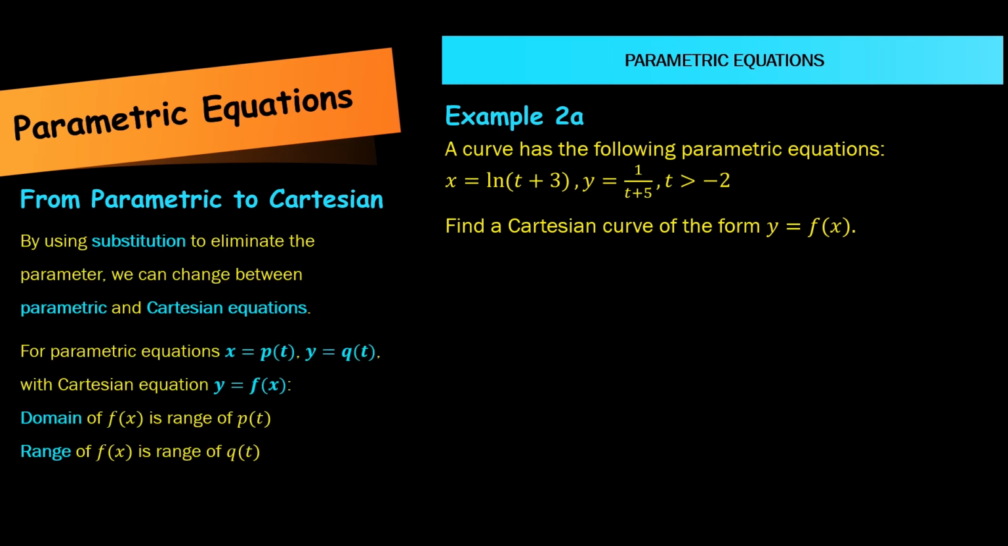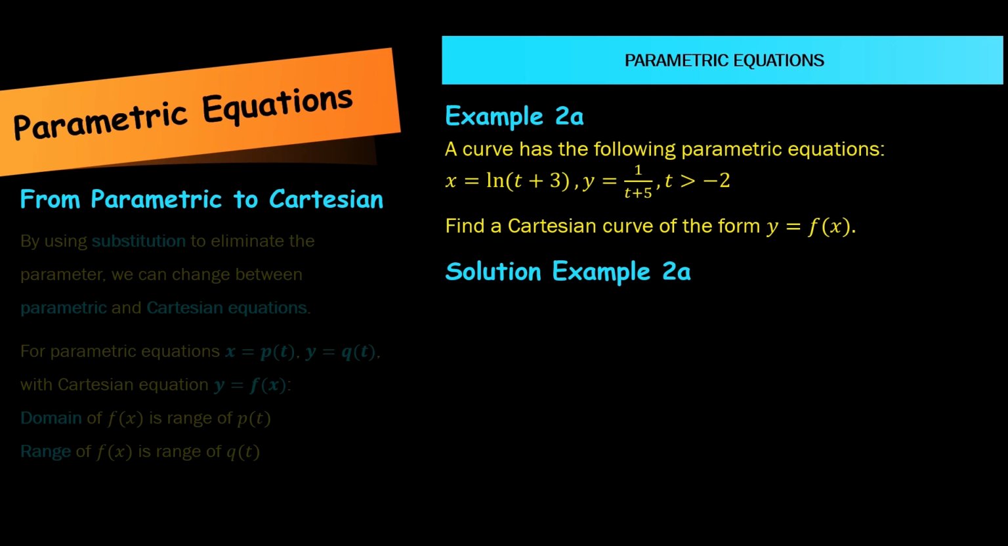Let's take a look at part A first. A curve has the following parametric equations. x equals ln of (t plus 3) and y equals 1 over (t plus 5) for t greater than minus 2. We are required to find a Cartesian curve of the form y equals f of x. So let's solve this.